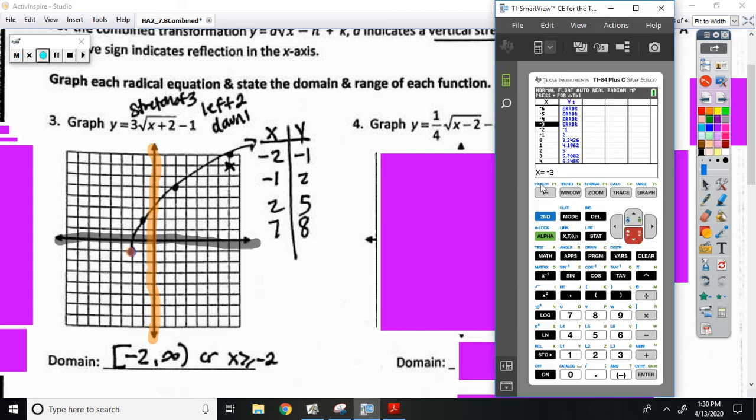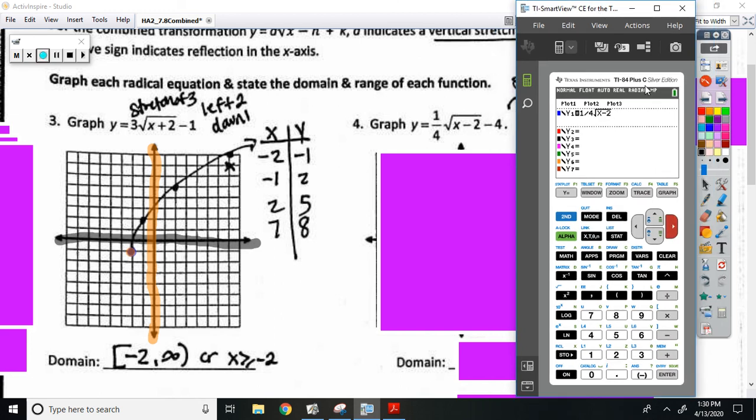And we can use our graphing calculator to, again, get us some values. In your calculator, you'll just type 1 divided by 4. If you want to put parentheses around that, you can. Then we'll have, oops. Let's try that again. 1/4 times the square root of x minus 2. Arrow out of our radical and -4.